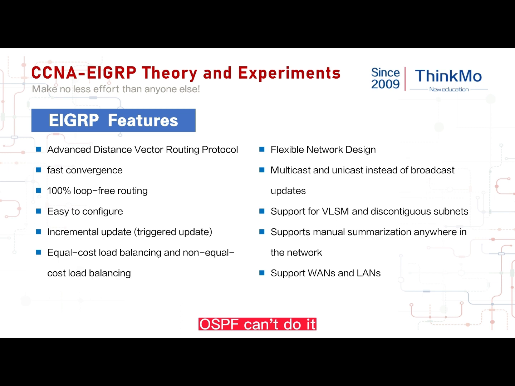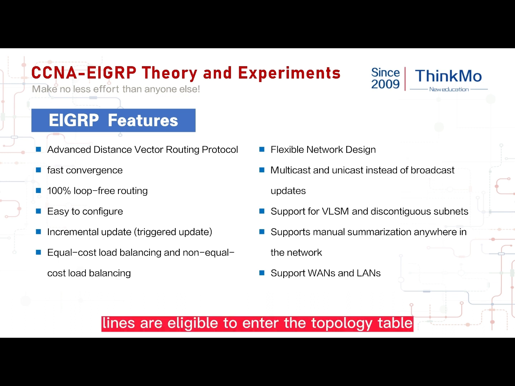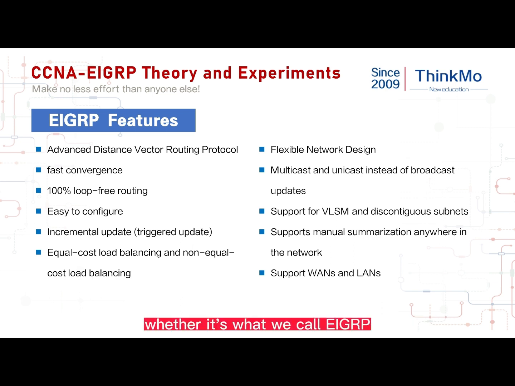OSPF can't do it. EIGRP achieves fast convergence. How can it be achieved? What kind of lines are eligible to enter the topology table? That's a question we're going to talk about today. Including here is another feature called loop-free routing. I will tell you, whether it's EIGRP, OSPF, or IS-IS.